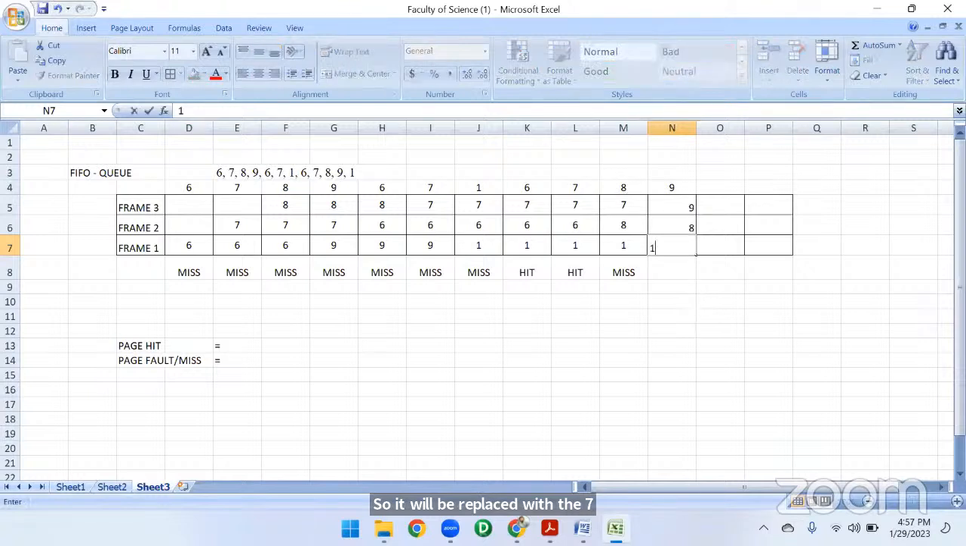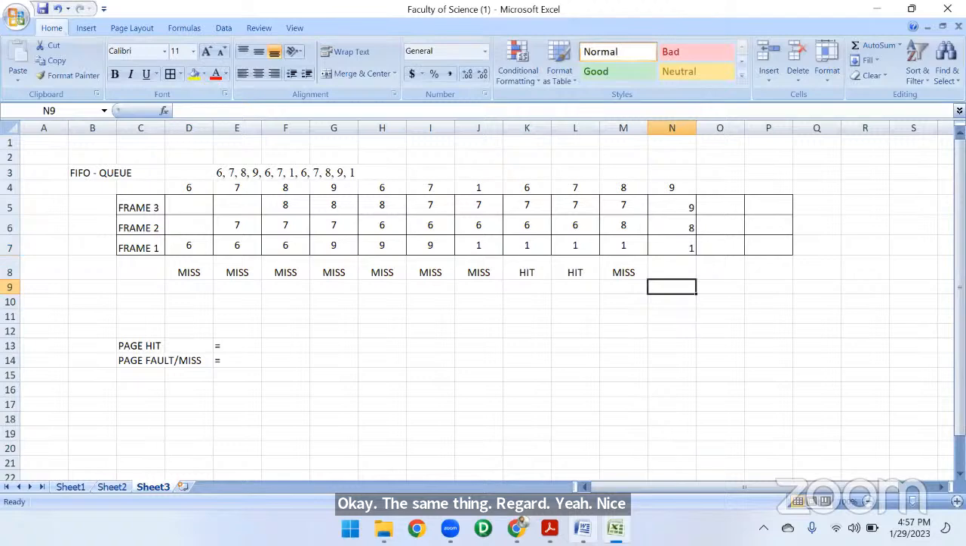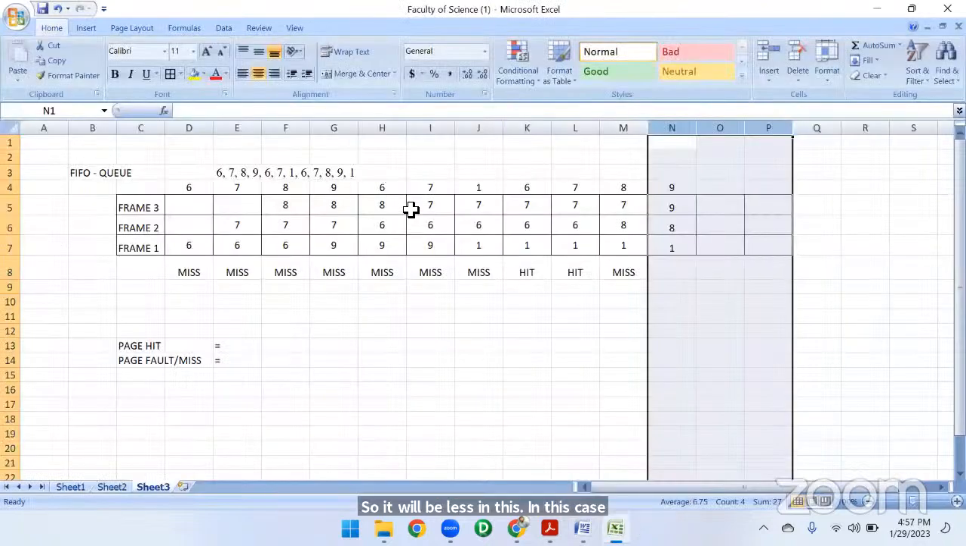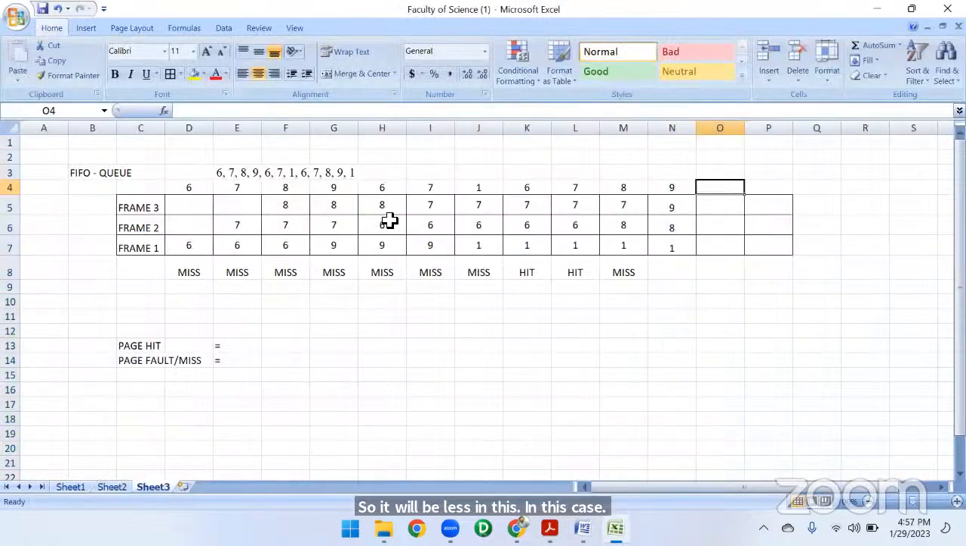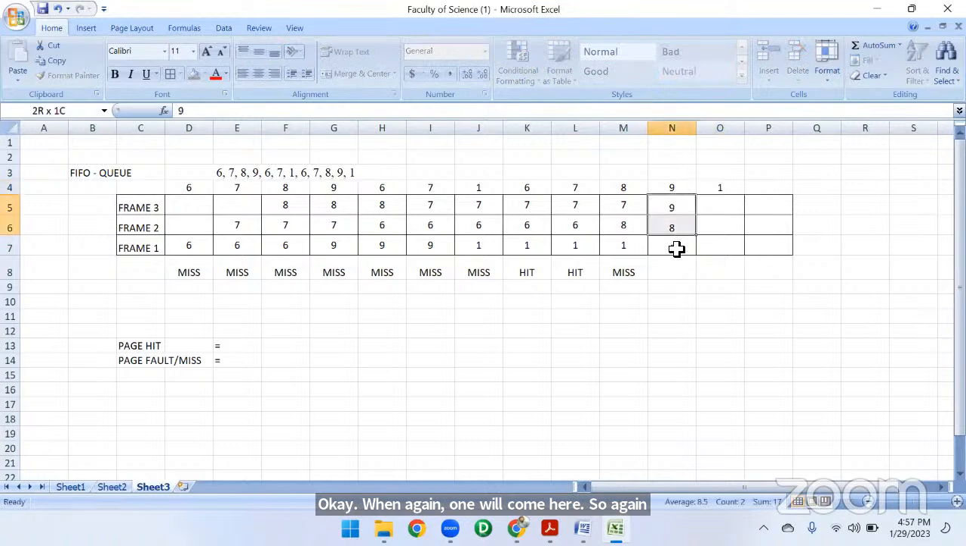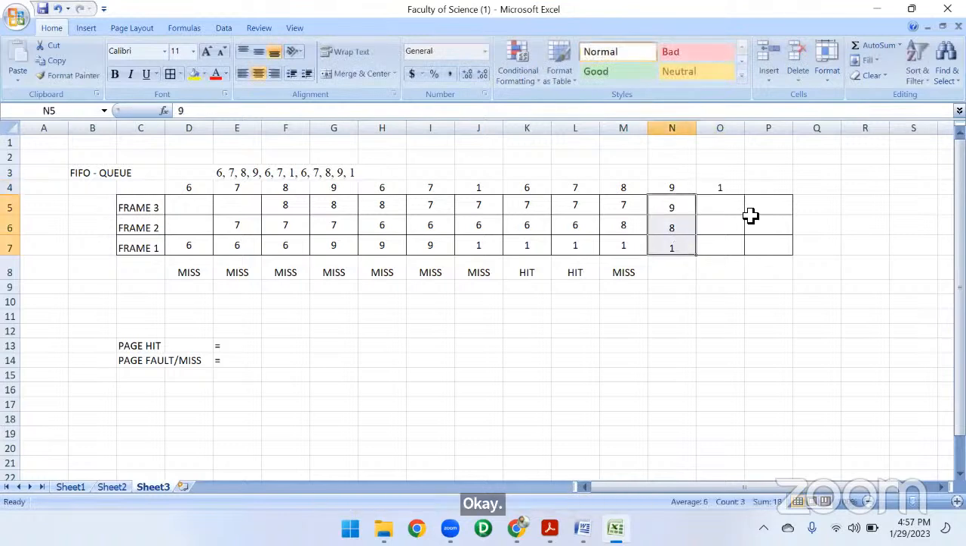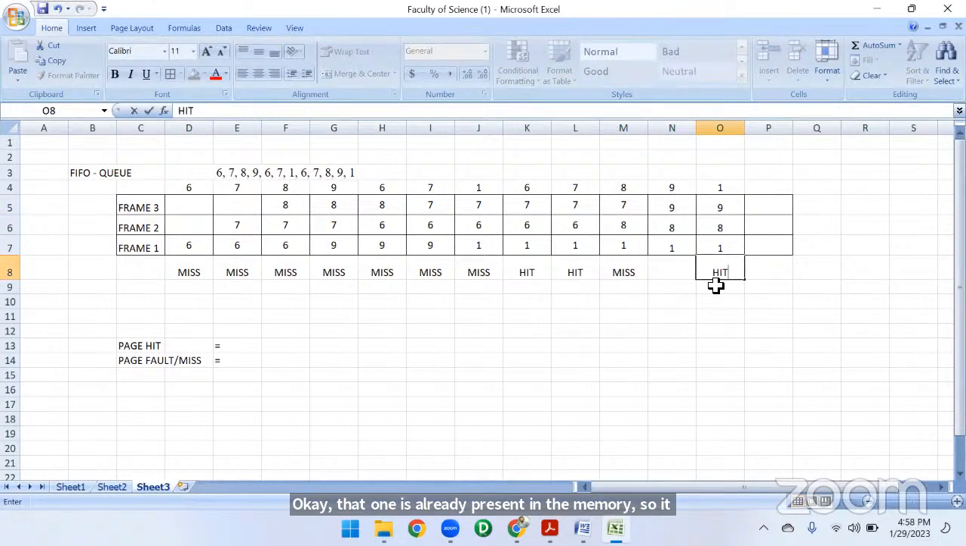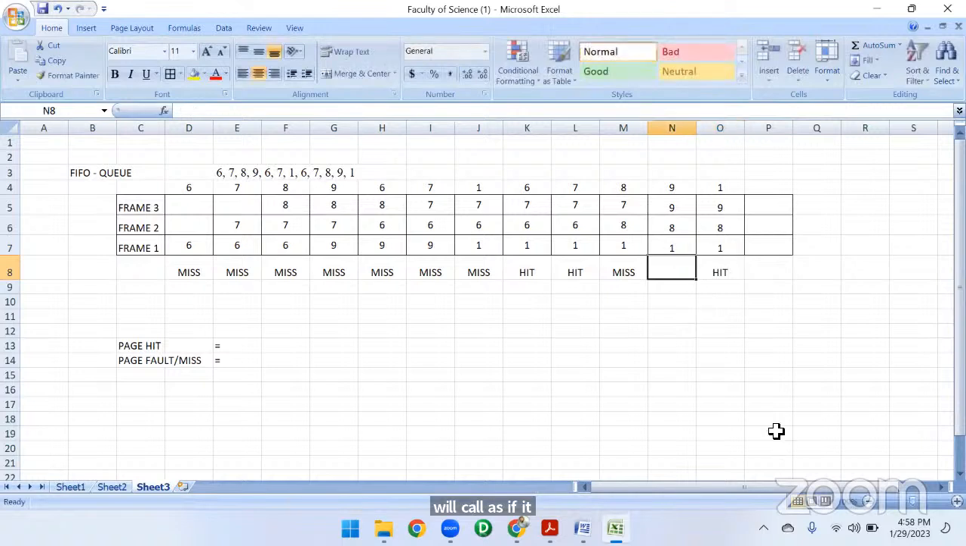The same thing we got, 981. Correct only. So it will replace in this way. When again 1 will come here, again I got 1. So 1 is available in the memory, so it will hit. The 1 is already present in the memory, so it will be called a hit ratio. Hit is nothing but page hit. This one is a miss.